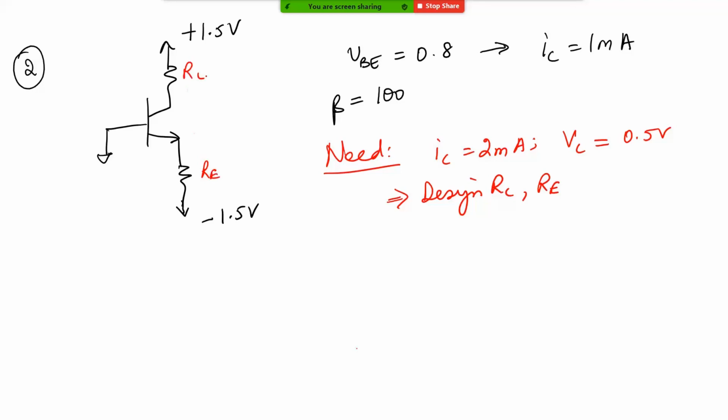Now you should be able to do it pretty fast. You can't just scale RC like that. RC, yes, but not RE. RC, because everything just scales the same way. Instead of having 10 volt, you have 1 volt. So correct, RC becomes 500 ohm.